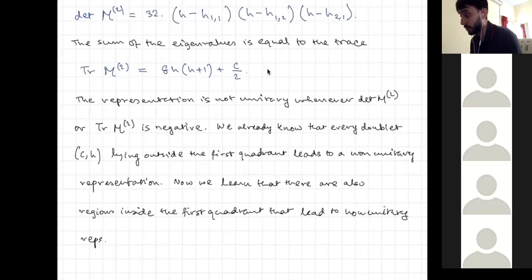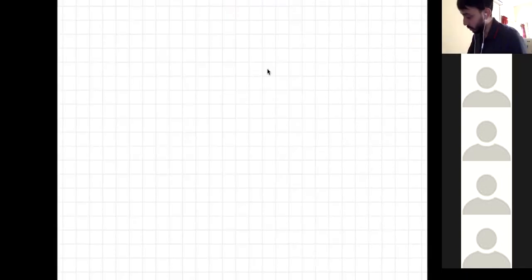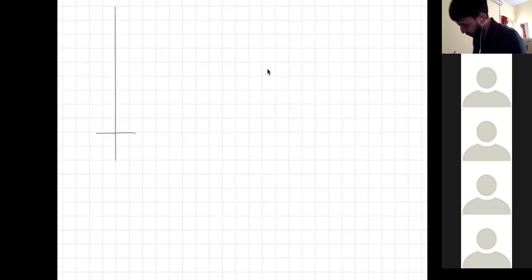I wish I could just show this thing to you. So in my attempt at trying to draw this, let me just do this real time. So this is going to be the first quadrant. We're going to draw h squared with c. Let me not get ahead of myself. So we are only going to be interested in the first quadrant.